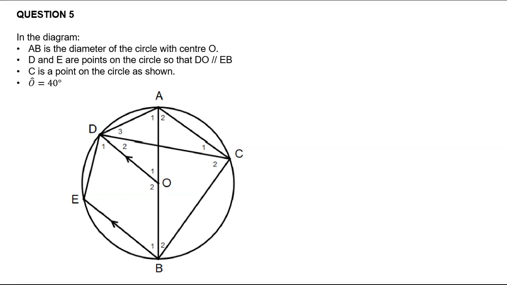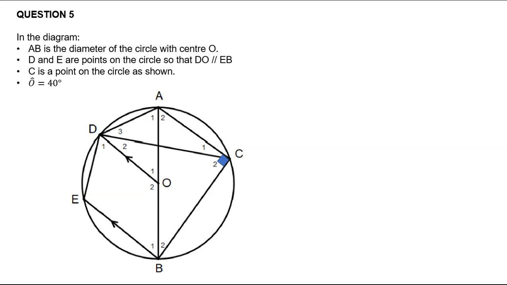Let us do question five. In the diagram, we know that AB is a diameter. I'll just stop right there. Immediately when they say AB is a diameter, I will look at AB and check if AB subtends any angle at the circumference. And you will notice that it does obtain an angle at the circumference, and that is C. So angle C, which is C1 plus C2, will be equal to 90 degrees, just by being told that that is a diameter.